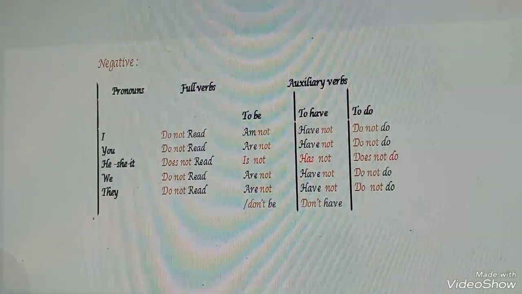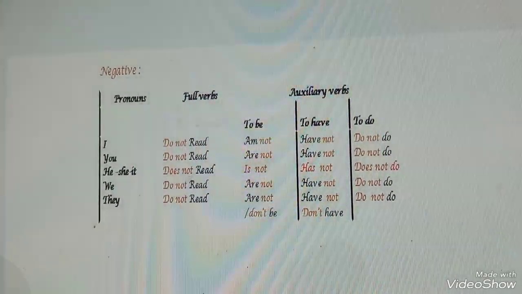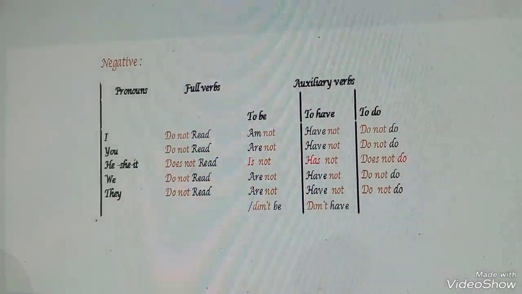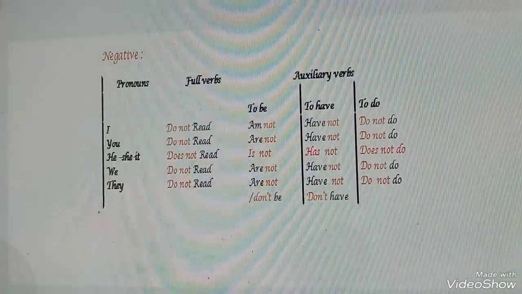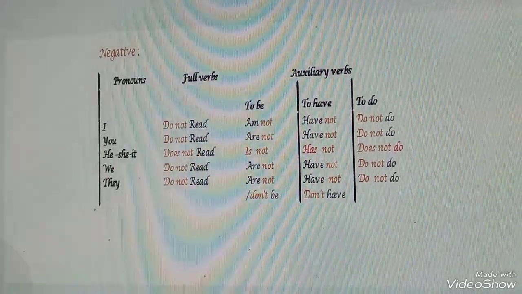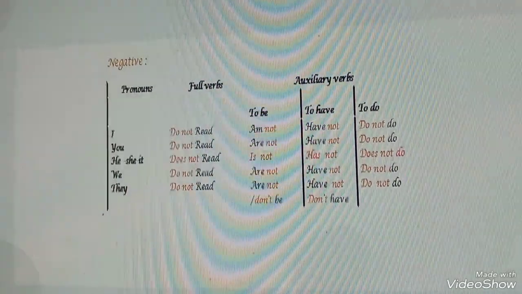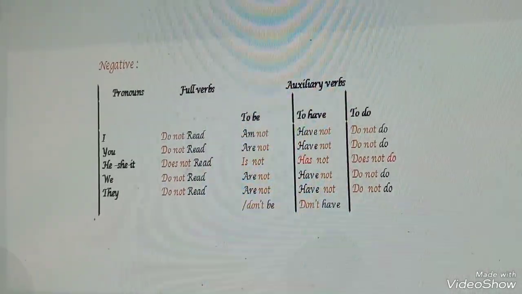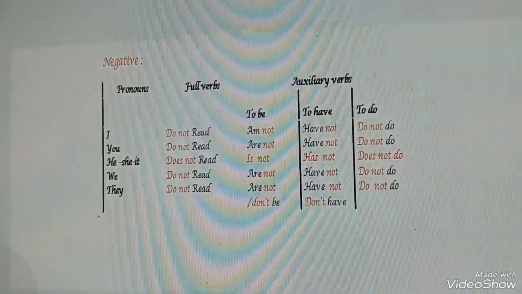The verb to have, say I have not, you have not, he, she, it has not, we have not, and they have not. And we have don't have or doesn't have. Both of them are correct. يعني في كلاهما صحيح. So verb to do, say I don't do, you don't do, he, she, it doesn't do, we don't do, and they do not do.